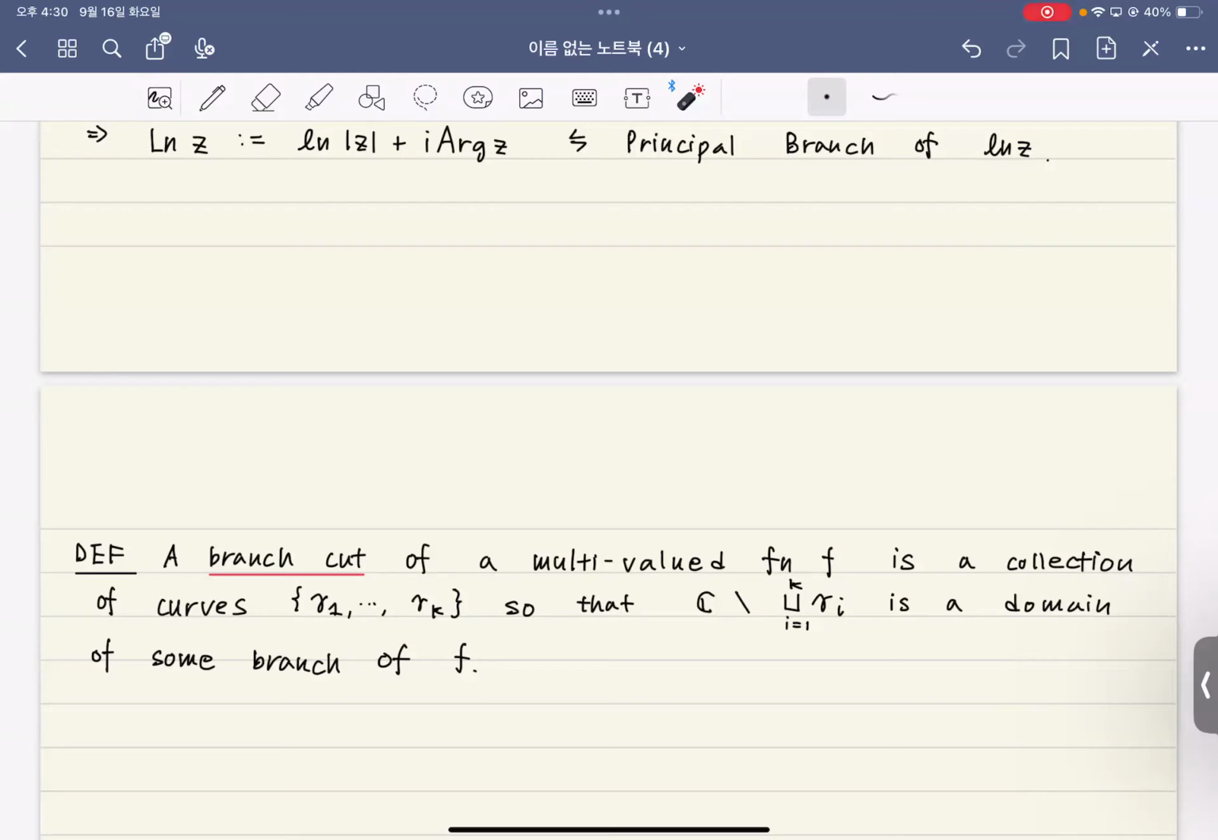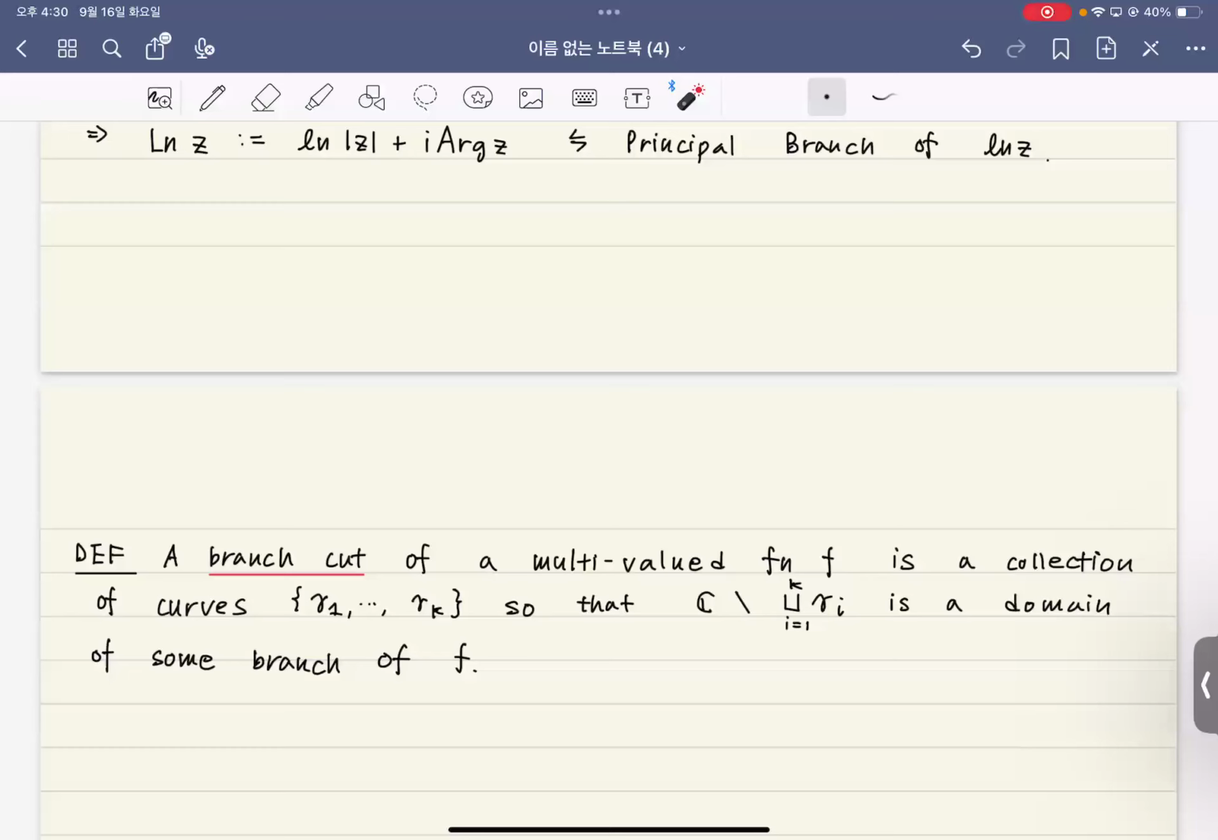Suppose that I considered this curve going to infinity. Then I'm going to say this curve is gamma, and this entire complex plane minus this gamma can also be the domain of some branch of the natural log function, right? Because the argument is well defined here. So as long as the domain of your function does not make a full circle around the origin, then your argument is totally well defined, right?